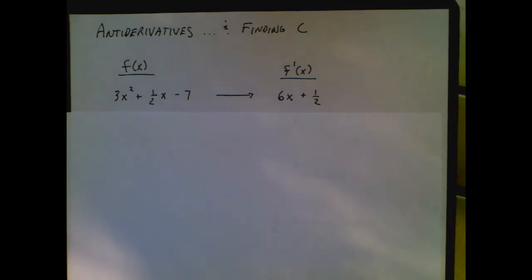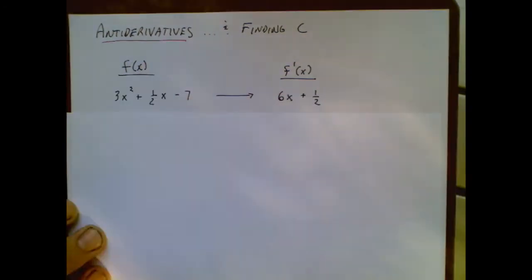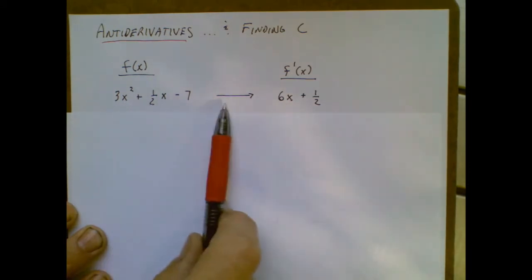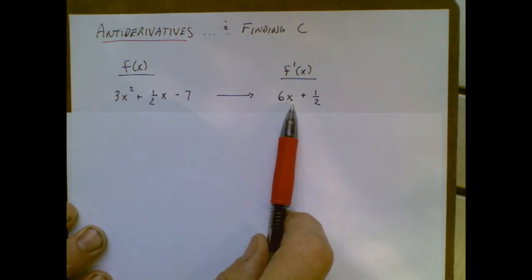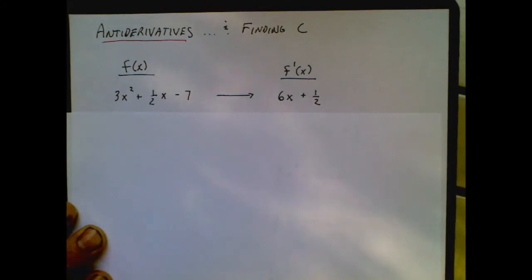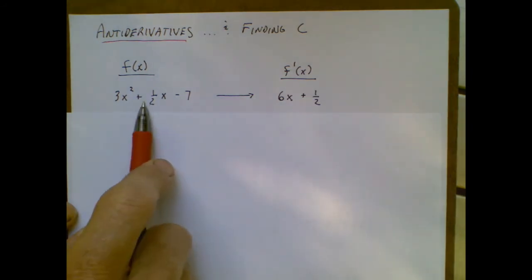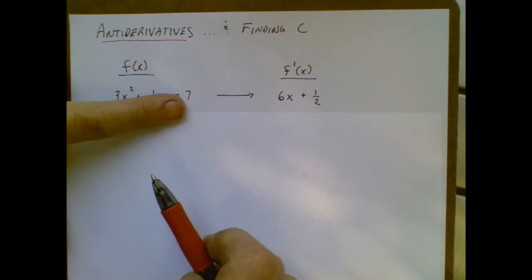Okay, so now you're already a pro at finding derivatives. You're about to enter a whole new world, and that's called antiderivatives. And the deal with antiderivatives is this. If you can take a function, look at this friendly function, and take its derivative, well, then you should be able to do the opposite, which would be take its derivative and then, like a salmon, swim back upstream to the original function.